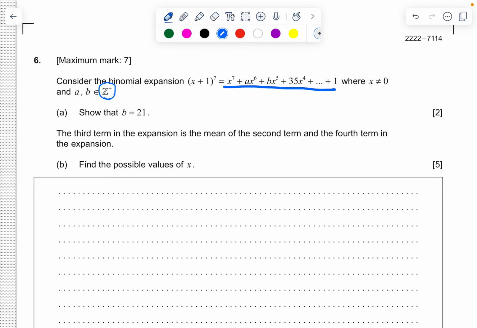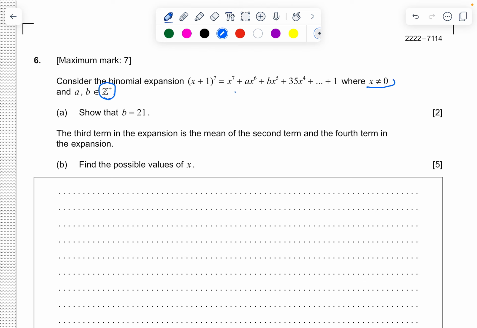Hello everyone. I'm going to go through the binomial expansion. Get started with the first question. Consider the binomial expansion (x + 1)^7 is equal to the expansion given here. So let us read the question carefully.